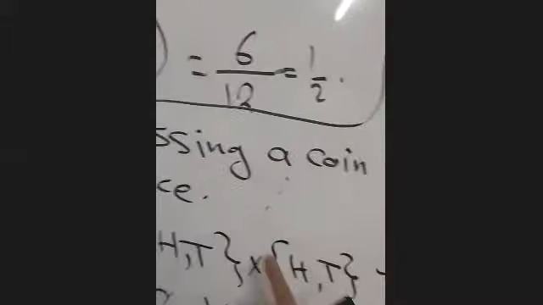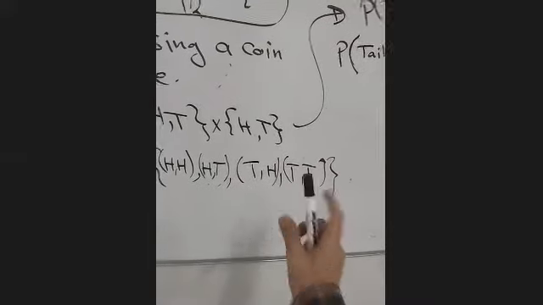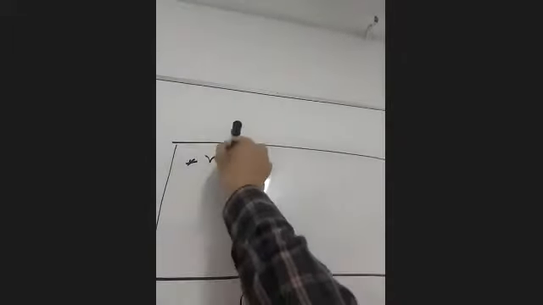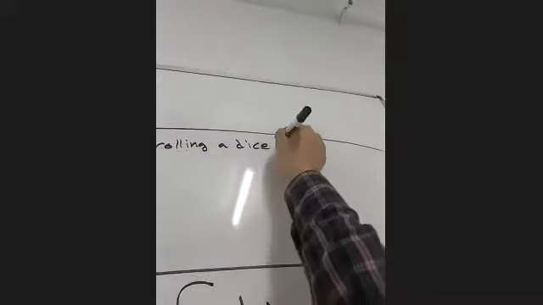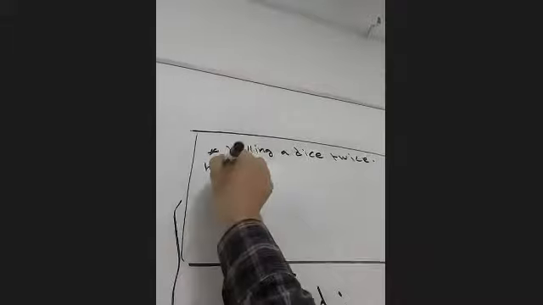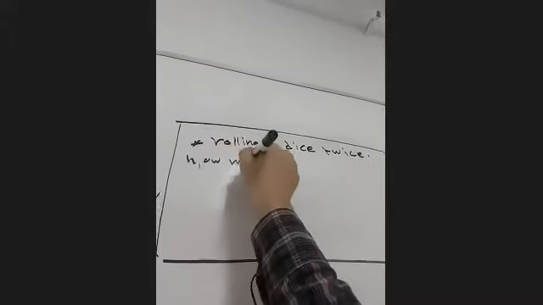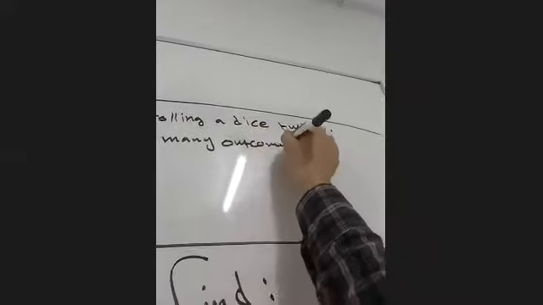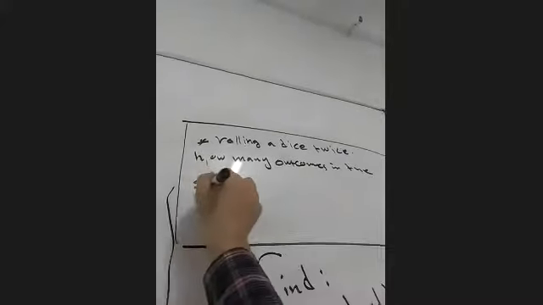Here, tossing a coin twice: the first one two, the second one two. Two multiply two, four. The sample space has 1, 2, 3, 4 outcomes. Got it? But who can tell me, if you roll a dice twice, how many outcomes are in the sample space?